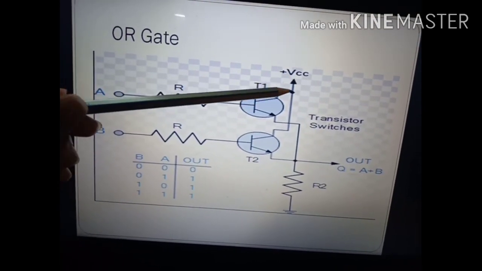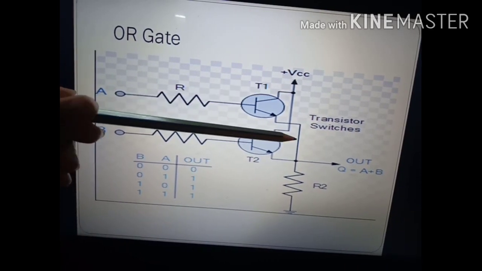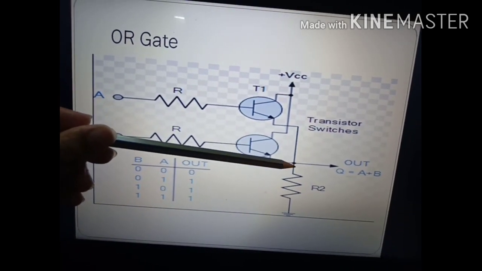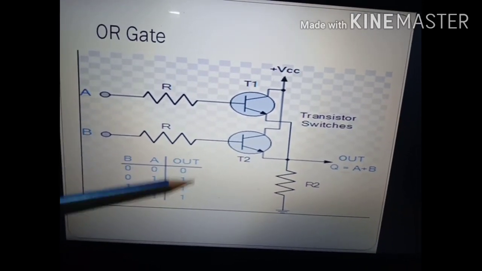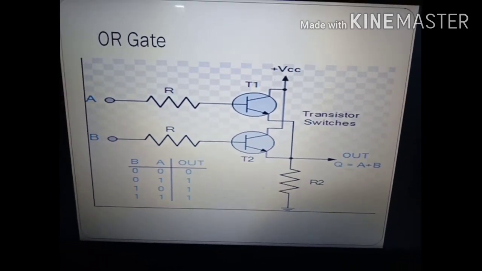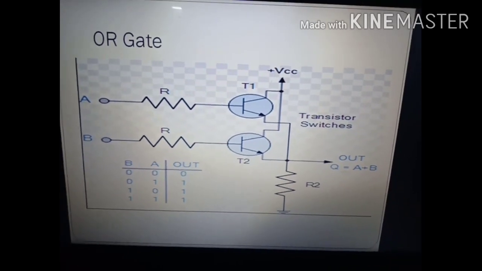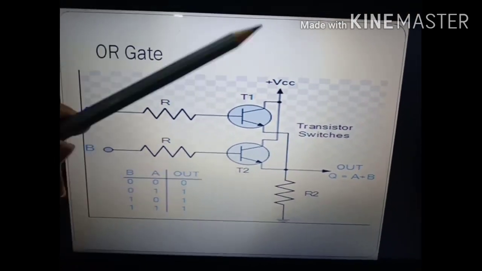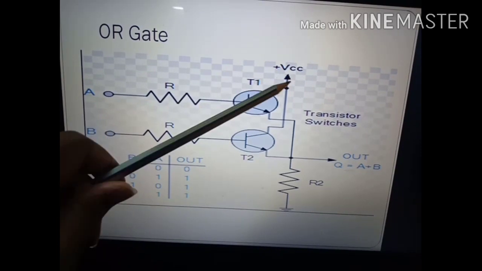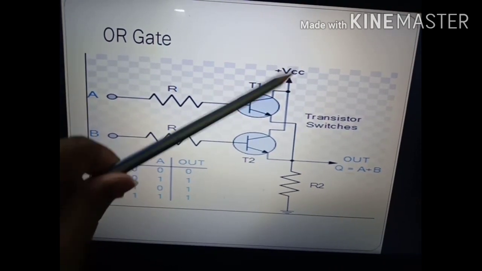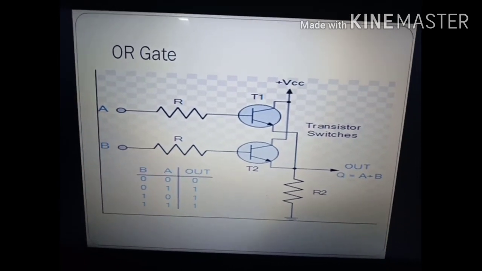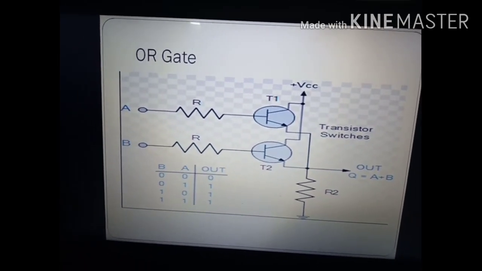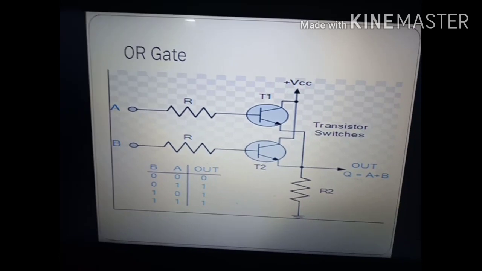VCC, the voltage difference between this point VCC and this point will remain same, as you know that the equivalent resistance of T1 and T2 remain in a very lower state, very much negligible state. So what will happen? The voltage in VCC will reflect in the output. That means the output will be higher in that case. So this is the logic functioning of the OR gate.